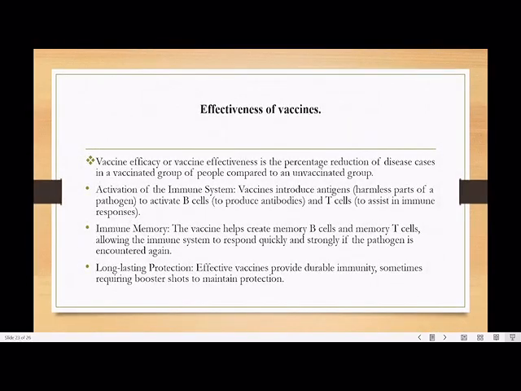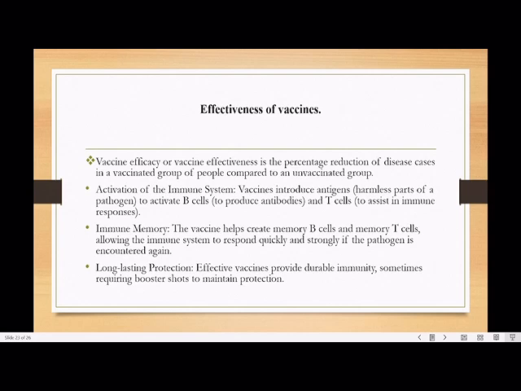Now let us talk about what makes a vaccine effective. Vaccine efficacy or vaccine effectiveness is the percentage of reduction of the disease cases in a vaccinated group of people compared to an unvaccinated group of people. So we have some things that make a vaccine more effective in the body.